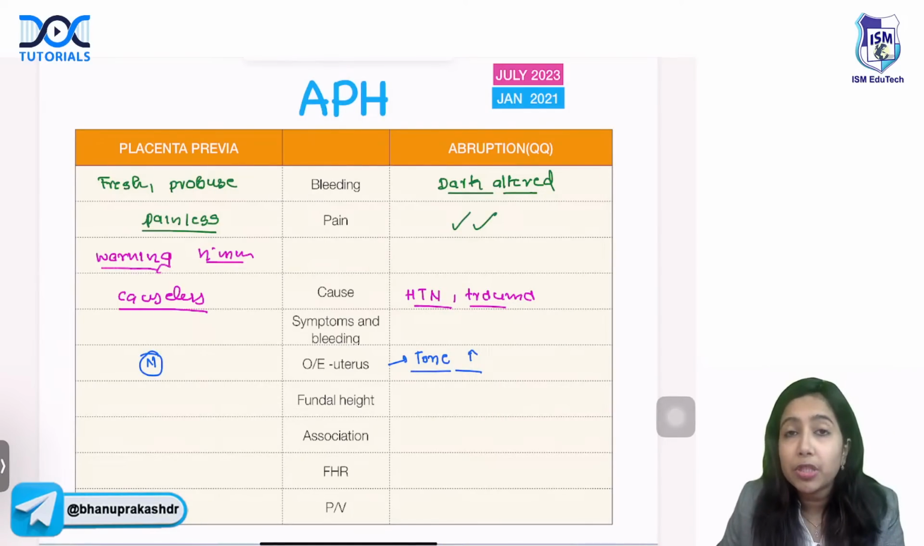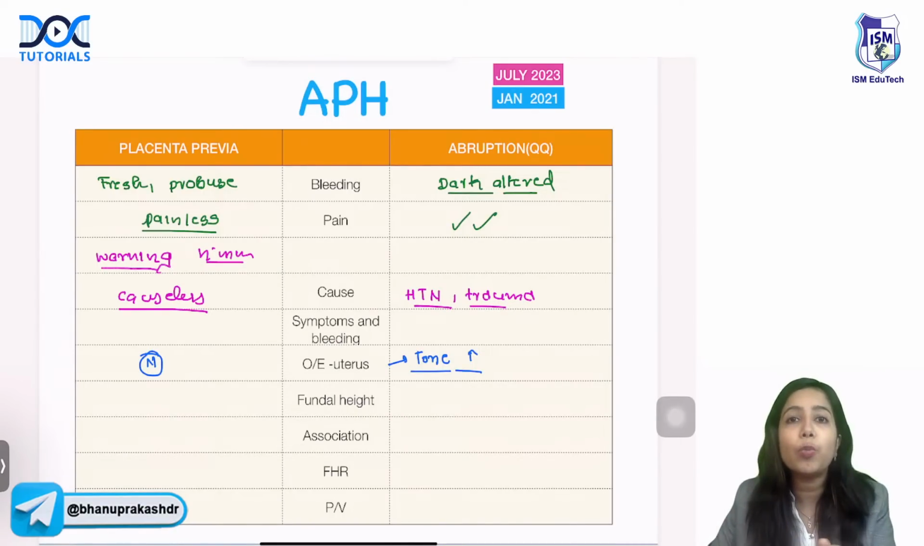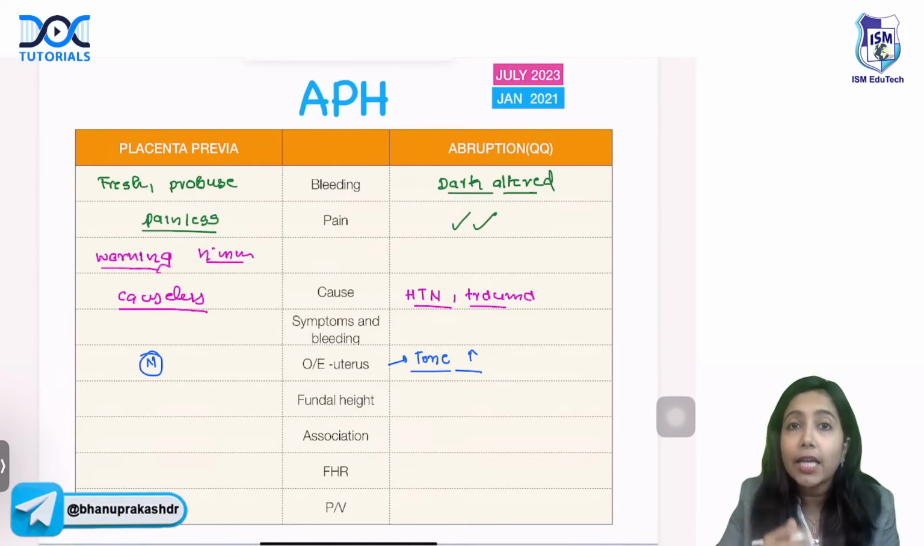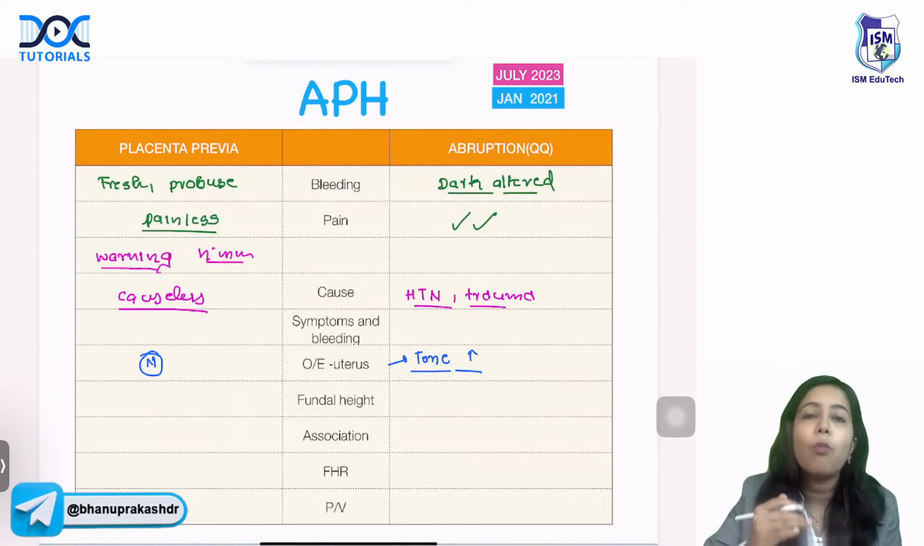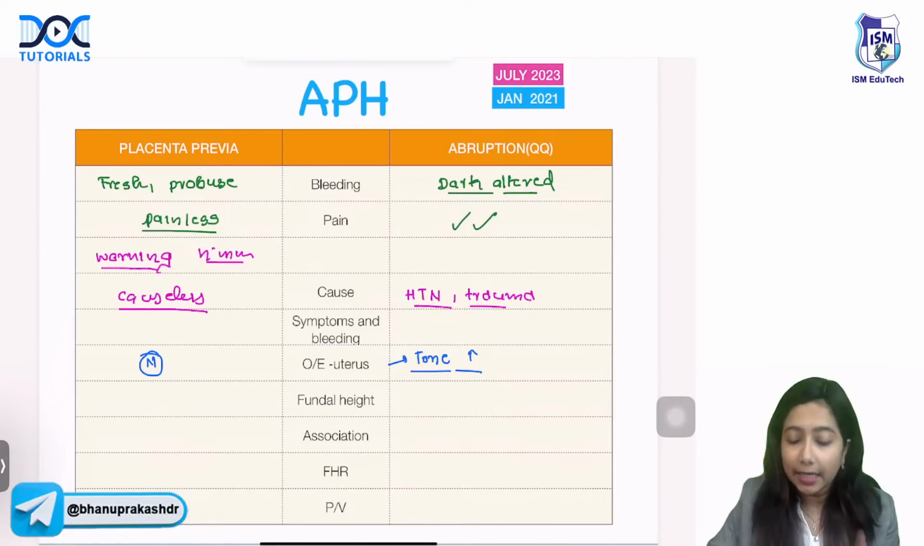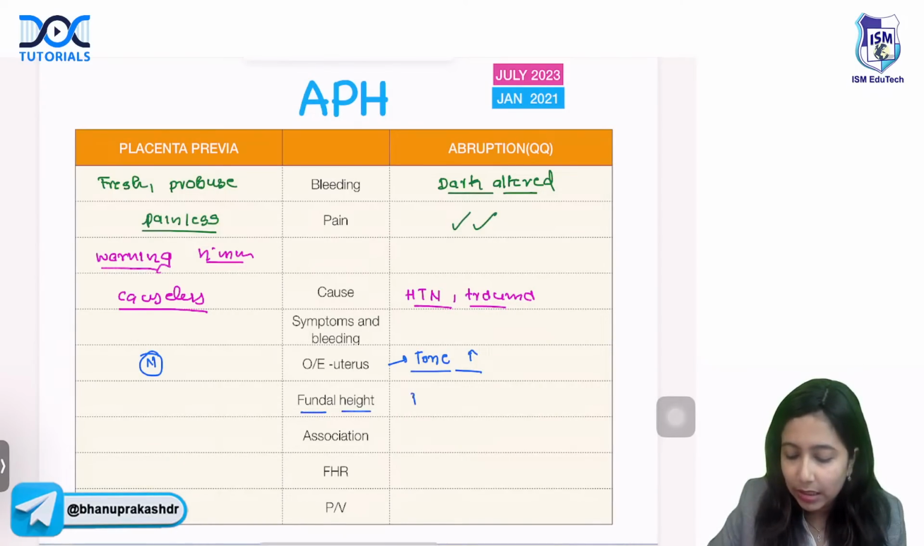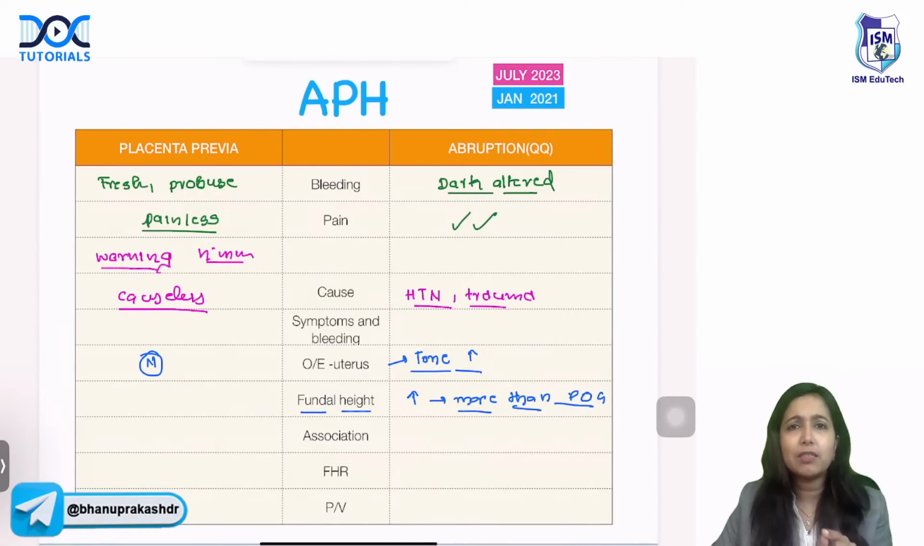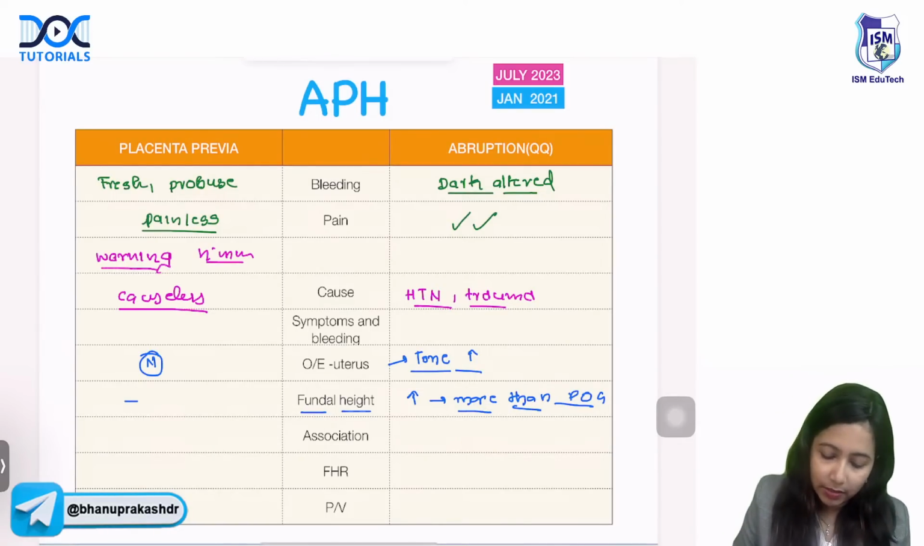In abruption, sometimes the blood could be collected behind the placenta. That is, there could be concealed bleeding happening behind the placenta. Due to this bleeding, the height of the uterus might appear more than the period of gestation. That is why the fundal height can be increased. It can be more than the period of gestation in abruption, whereas it corresponds to the period of gestation in placenta previa. So here it is equal to the period of gestation.